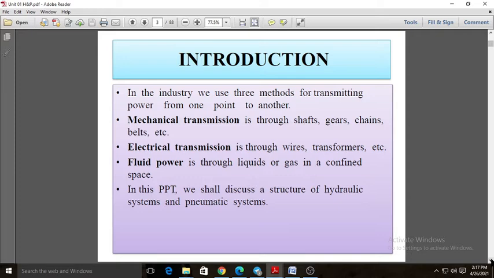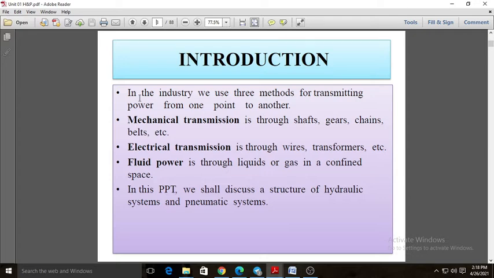So here in this subject of hydraulics and pneumatics, we are going to transfer force by using media like hydraulic oil or air. So a hydraulic and pneumatic system is a system which is used to transfer force or power by using hydraulic oil, or in a pneumatic system, air.